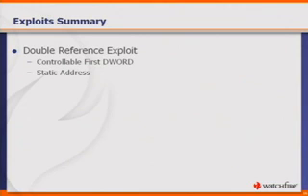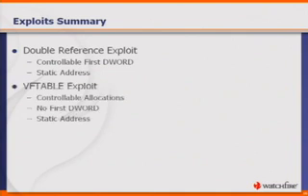We had several more restrictions to the specific address we found. We needed to find another pointer that points to the location where the call or jump ECX was in the memory. And this was the double reference exploit.